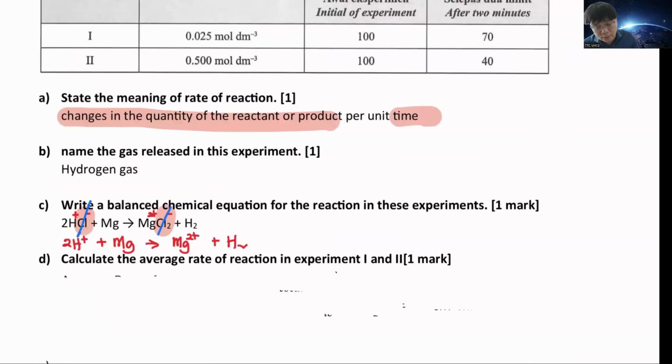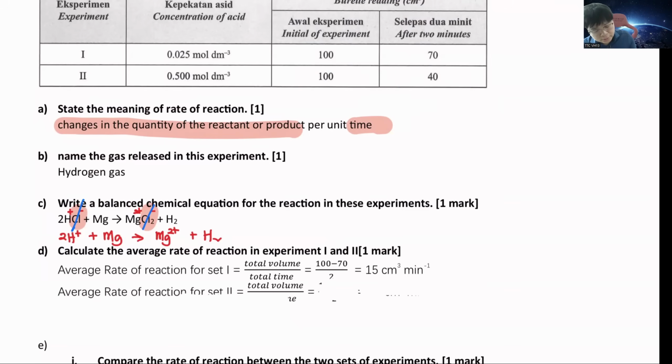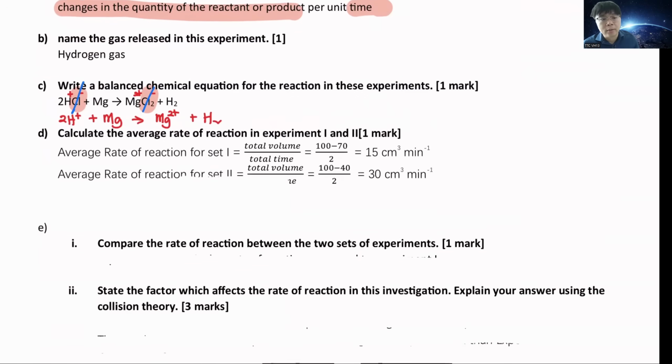Then they'll ask you to calculate the rate of reaction. So you see here, within the 2 minutes, what happened is from 100 it becomes 70, means it releases around 30 cm cube of gas in 2 minutes. So this is how you calculate: the total volume released is 100 minus 70, you get 30, divided by 2 minutes, so you get 15 cm cube per minute. The second experiment, 100 dropped to 40, so the gas released is around 60, divided by 2, you get 30 cm cube per minute.